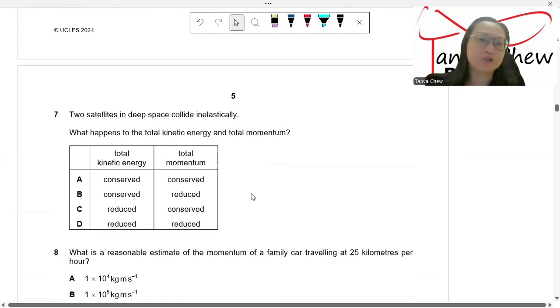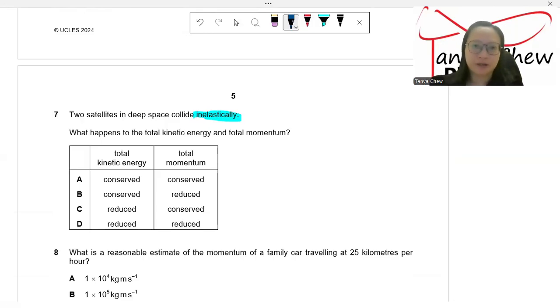Question number 7. Two satellites in deep space collide inelastically. Wow, inelastically. And what happens to the total kinetic energy and total momentum? Bear in mind, for inelastic collision, total kinetic energy is not conserved because the final kinetic energy is lesser as compared to initial kinetic energy. Why? Due to inelastic collision, like for example, my calculator and my head. Some of the initial kinetic energy has been transformed to sound, light, heat, etc. So that is why the total kinetic energy is being reduced.